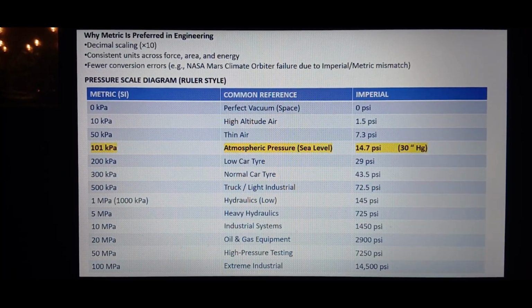Low car tire pressure, normally around about 200 kPa, which is 29 psi. 300 kPa could be normal car tire pressure, 43 psi. When you start looking at trucks, you go up to 500 kPa. When you start looking at hydraulics, you go into 1 megapascal, which is 1,000 kPa, or 145 psi. Industrial systems, 10 megapascals, which is 1,450 psi, and so on.